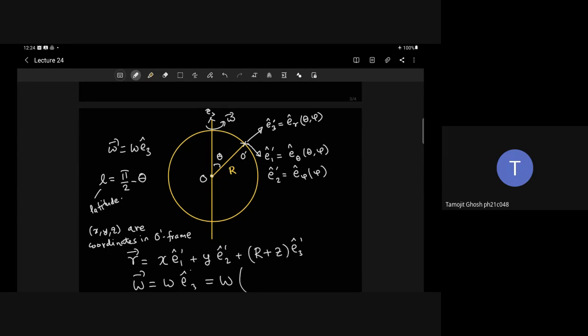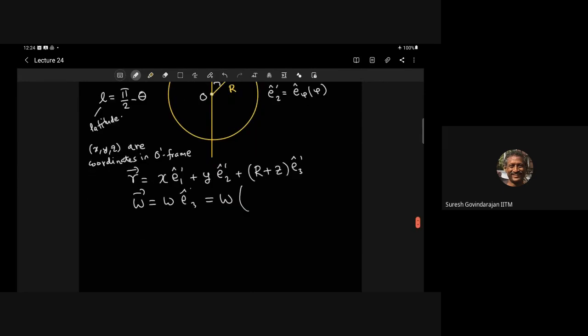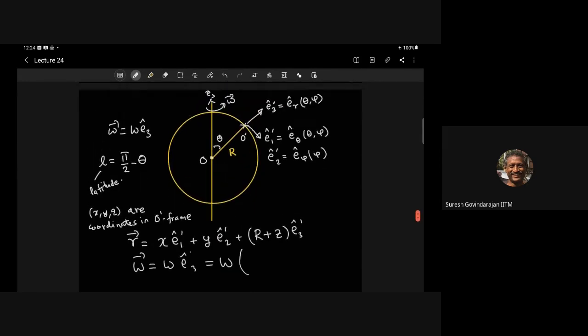On the surface, wouldn't the Z be zero? No. You're on the surface and you're picking some point X, Y, Z in your frame. The O prime observer will just say X, Y, Z. What is the vector? It's X, Y, Z. But what I'm saying is that it's related to the O observer in this fashion. So now my question is, what is omega? Cos theta E3 prime minus sin theta E1 prime. Thank you.